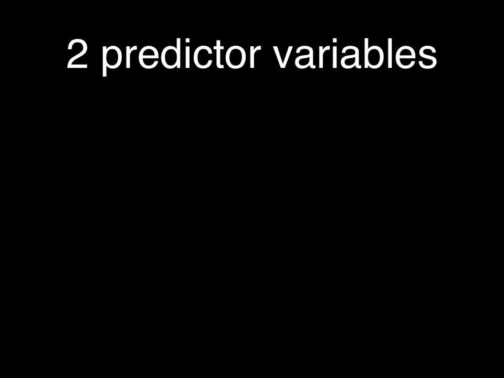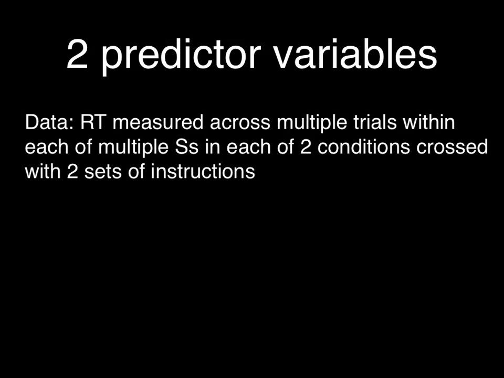All right. So to briefly consider yet a more complicated scenario, 2 predictor variables. Let's consider a scenario of reaction time measured across multiple trials within each of multiple subjects in each of 2 conditions crossed with, say, 2 sets of instructions. So we've got a 2x2 factorial design.